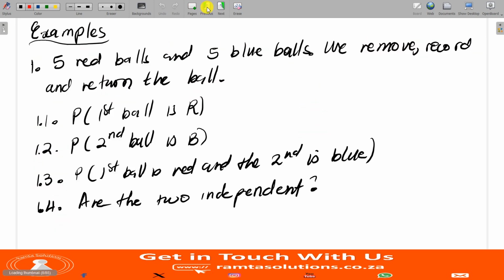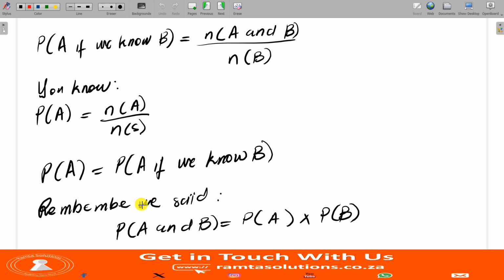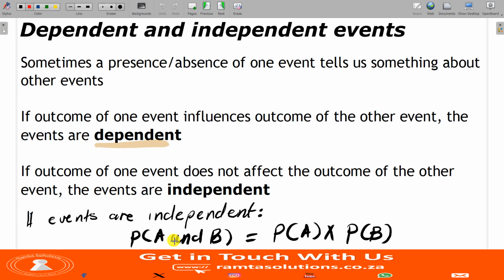Remember guys, for events to be independent, what did we say? We said the probability of events A and B must be equal to the probability of event A times the probability of event B.